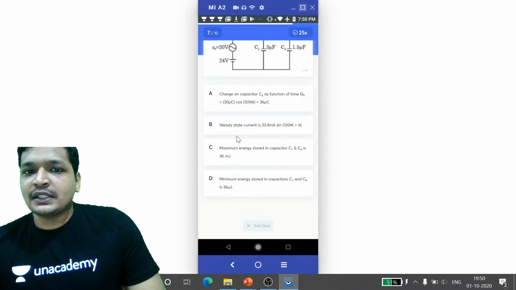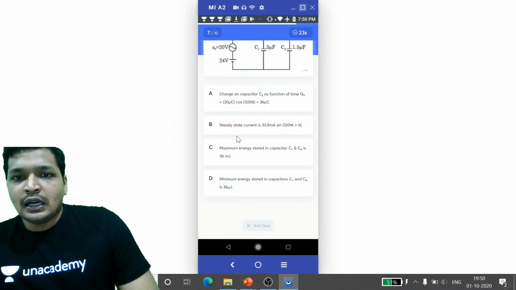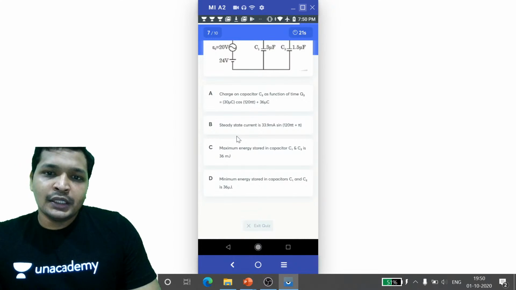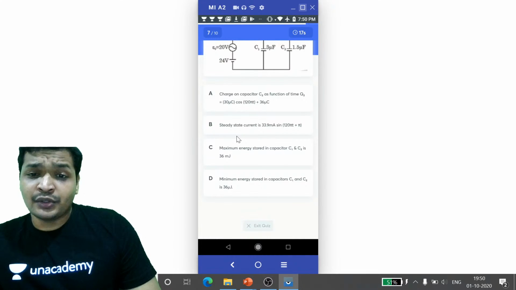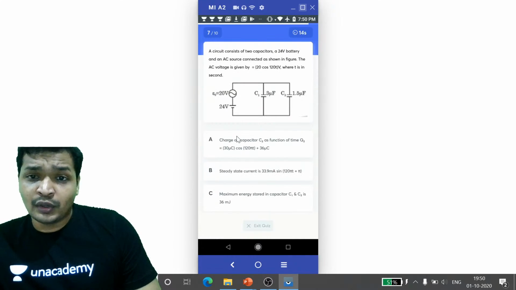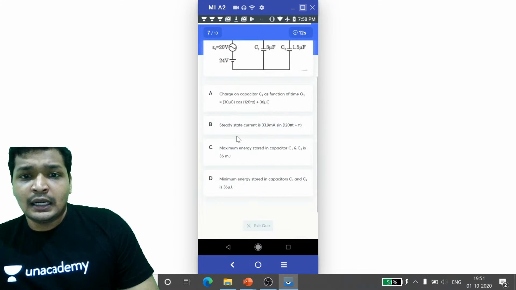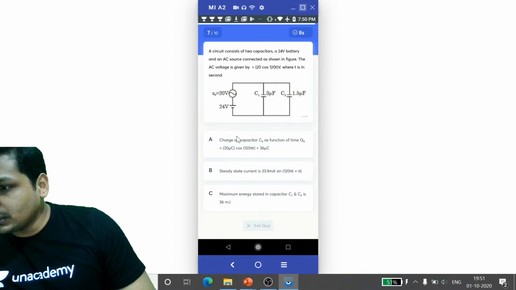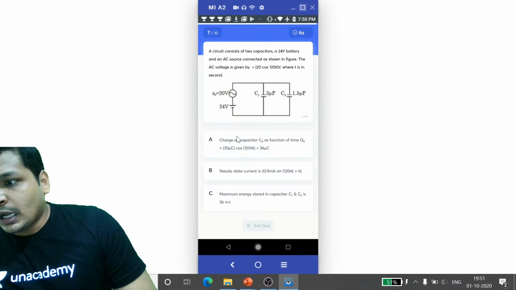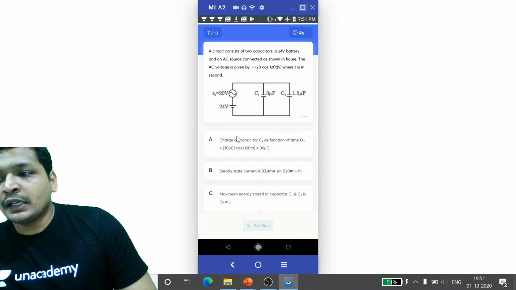One, you would have a steady state thing, and the other one would be where you will be assessing the maximum energy stored in the capacitors C1 and C2. There are 2 capacitors in parallel, and while calculating the current, you can take the net combination. Yes, Divyanshi, good question.